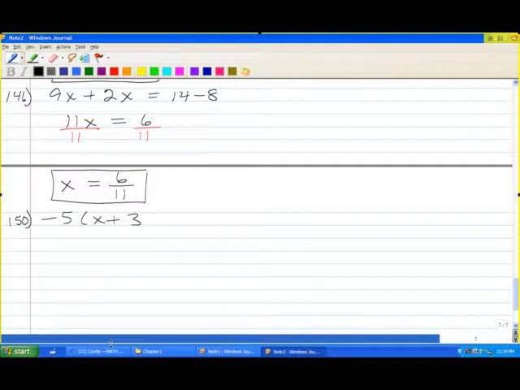So, negative 5 times the quantity x plus 3, plus 7x equals negative 7.